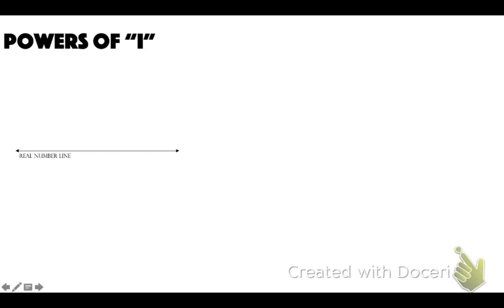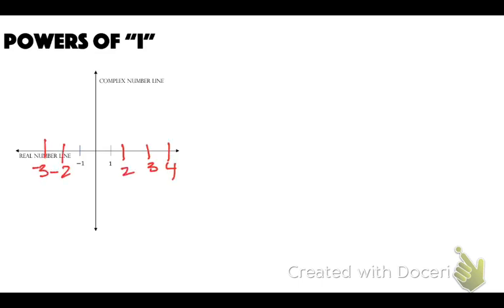Okay, powers of i. So we have our real number line. Then we also have the complex number line. And you could think about it kind of like the x and y plane, but now instead of x and y, we're thinking of a real number line and a complex number line. On the real number line, we count out 1, 2, 3, 4, -2, -3, -4, and so on.